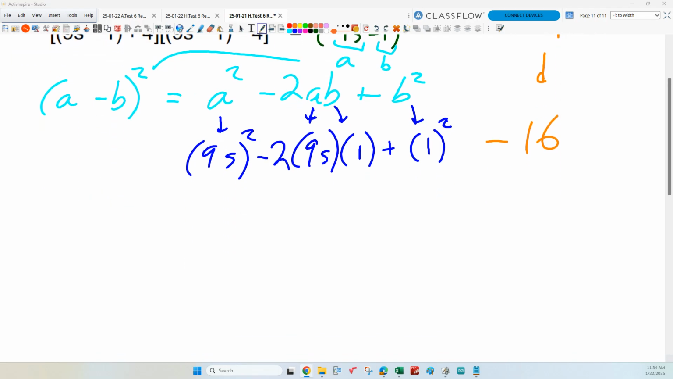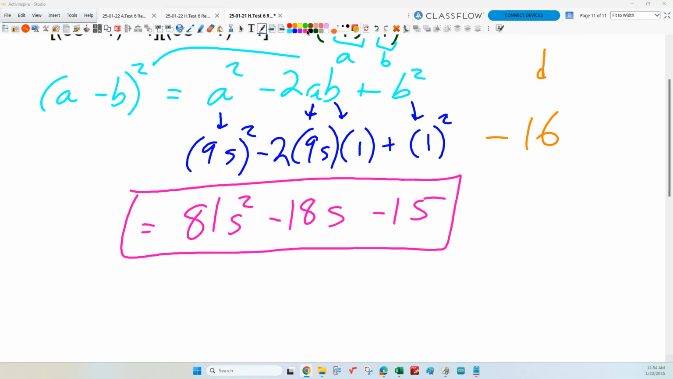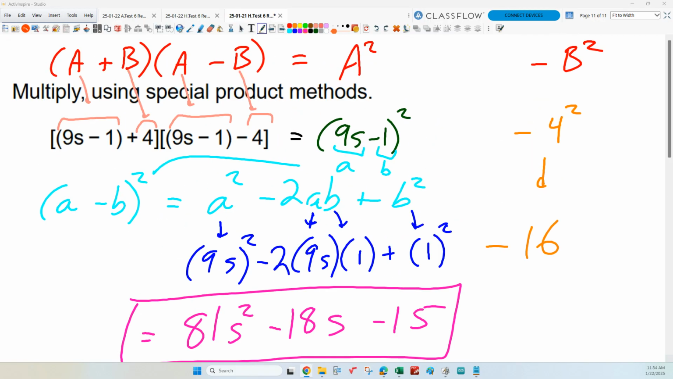Right? So now if we combine all those like terms, what do we get? What's the quantity 9s squared? How about all that stuff? Negative 2 times 9s times 1. 1 squared minus 16. Got it. Good? Okay. Good work.